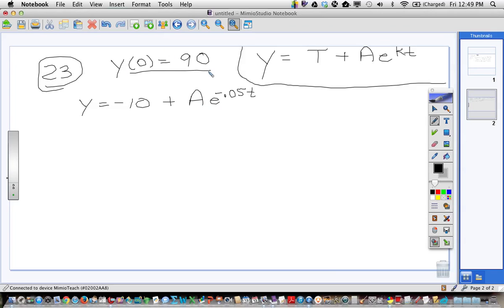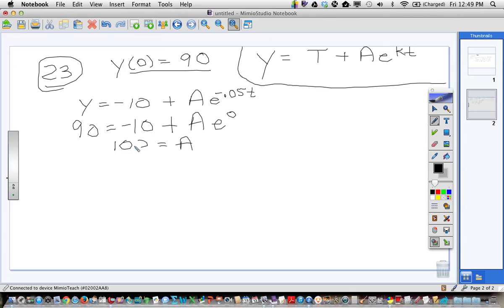We have to put in the initial condition. Now once you do a few of these, you start to get the hang of what's happening. You put a 90 in there, and then this becomes just e to the 0, because when you put a 0 in for t, it doesn't matter what k is. You're going to get e to the 0, and e to the 0 is just 1, so a ends up being 100.